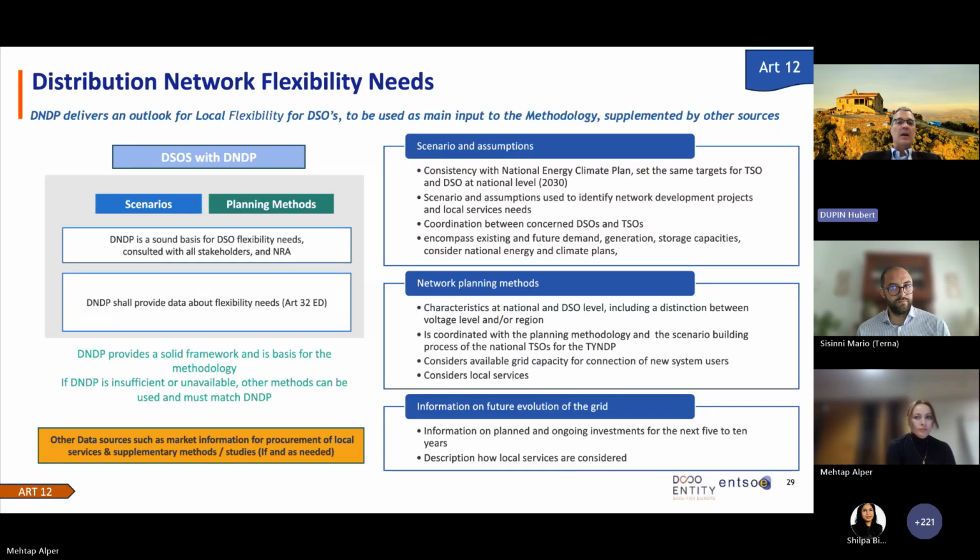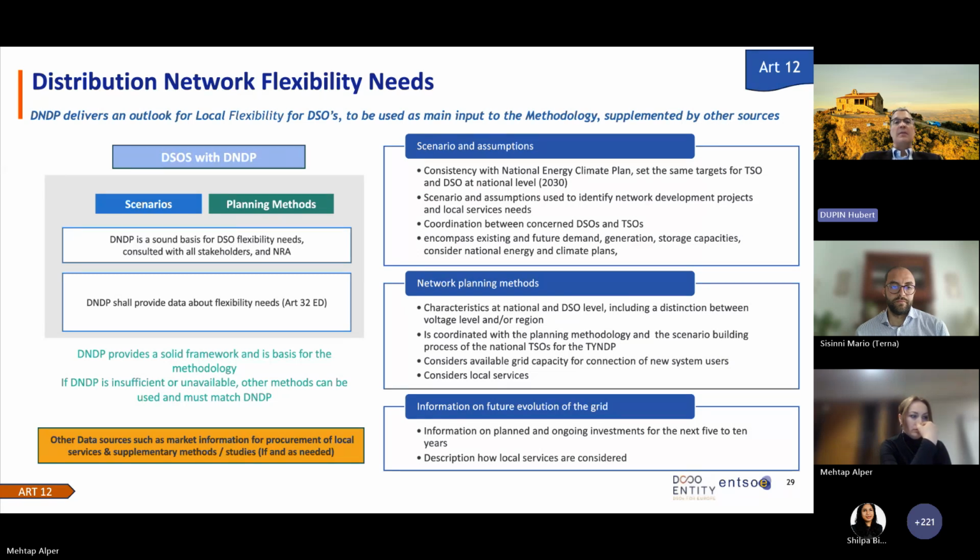And yes, the NDP have to provide on a mandatory basis the data about flexibility needs. That's a solid basis. But what if there is no DNDP? DNDP is only mandatory for distribution system operators above 100,000 customers. What if it is not yet implemented in any countries? Yet, this methodology has to be performed in a few months, and it shall also represent the data and analysis of all DSOs, whether they do or they do not have a DNDP yet.